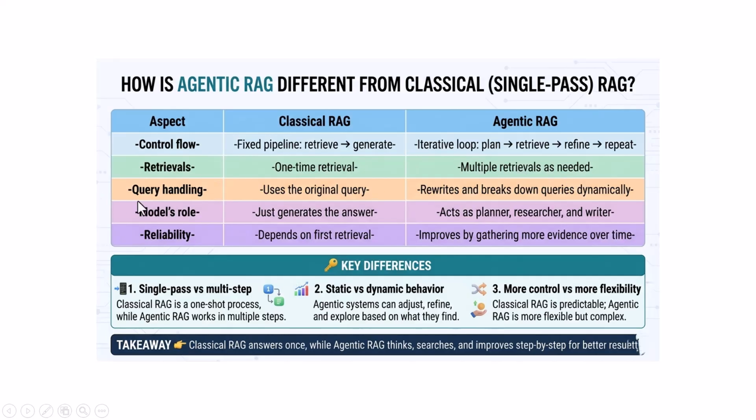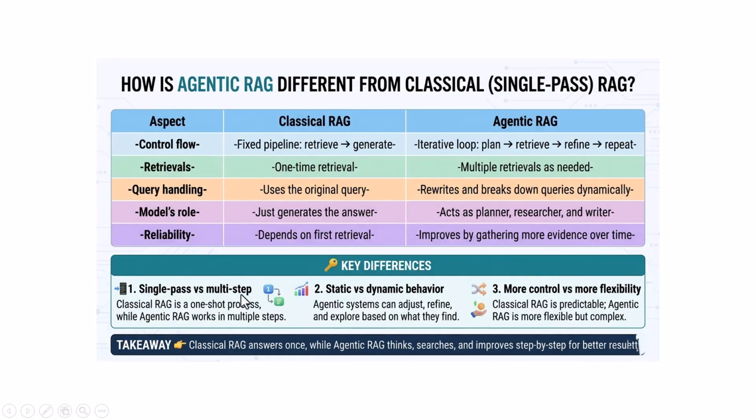Okay? And the next one is in terms of query handling. Classical RAG uses the original query, whereas Agentic RAG can rewrite and break down queries dynamically. The next one is in terms of model's role. Classical RAG just generates the answer, whereas Agentic RAG acts as planner, researcher, and writer. Okay? And in terms of reliability, classical RAG depends on first retrieval, whereas Agentic RAG improves by gathering more evidence over time.